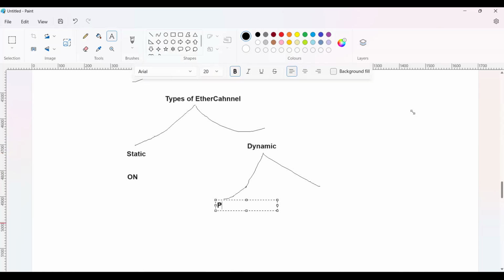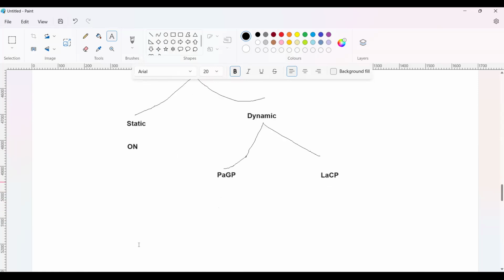One is PAgP. Another one is LACP. Port Aggregation Protocol, Link Aggregation Protocol. Dynamically will configure.